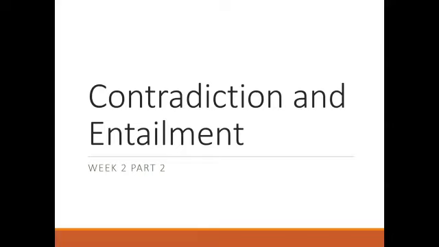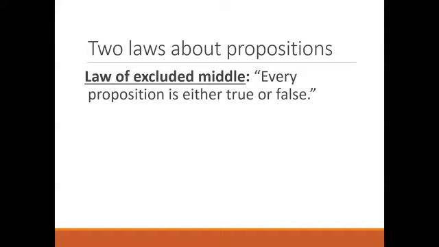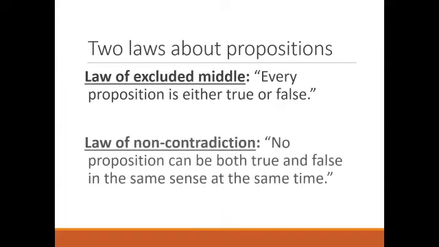Contradiction and entailment are two very important logical relationships that sometimes hold between propositions, and these relationships, when they hold between propositions, often allow us to make inferences on the basis of those propositions. There are two laws about propositions that we will review now. The first is the law of excluded middle, according to which every proposition is either true or false. The second is the law of non-contradiction, according to which no proposition can be both true and false in the same sense at the same time.